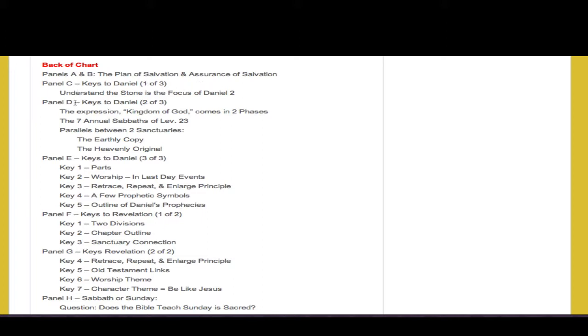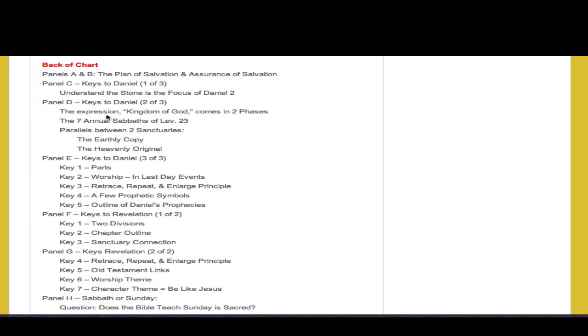Panels C, D, and E are three keys helping explain the book of Daniel. This is not an entire list of everything that a person can find about the book of Daniel, but they are key items that if you understand these, you will notice that Daniel will open up more understandably to you. The first of these three, panel C, is showing that the focus of the entire dream of Daniel is that stone. Panel D has these three items.